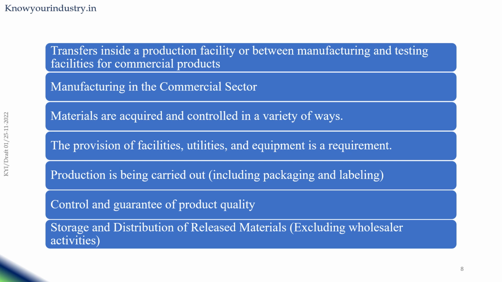Manufacturing in the commercial sector. Materials are acquired and controlled in a variety of ways. The provision of facilities, utilities, and equipment is a requirement. Production is being carried out including packaging and labeling, control and guarantee of product quality, storage and distribution of released materials excluding wholesaler activities.